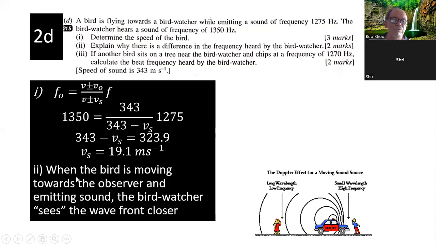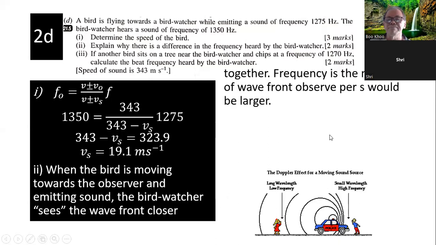So when the bird is moving towards the observer and emitting sound, the bird watcher sees the wavefronts closer together. The number of wavefronts observed per second will be larger, so the frequency is higher. The wavelength will be smaller. That's how I will explain it.